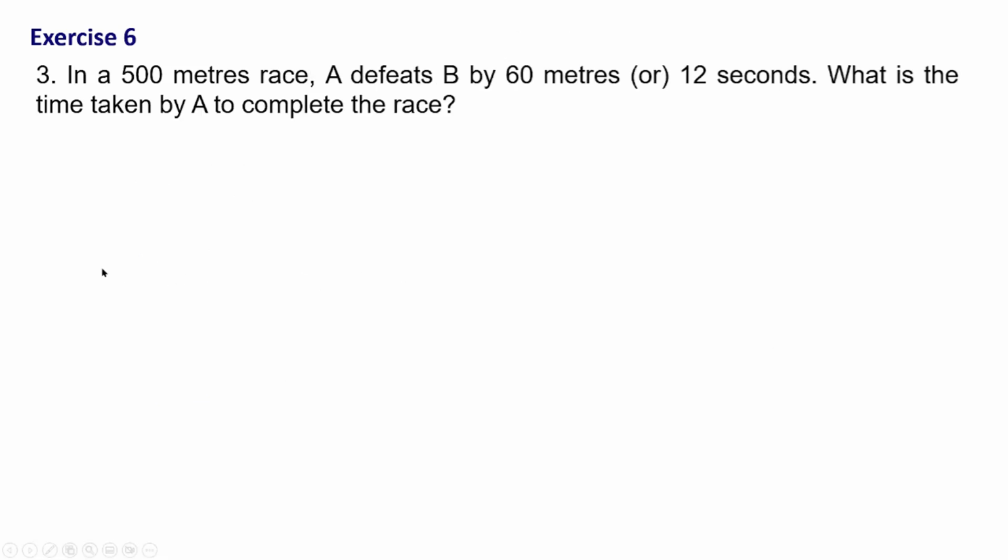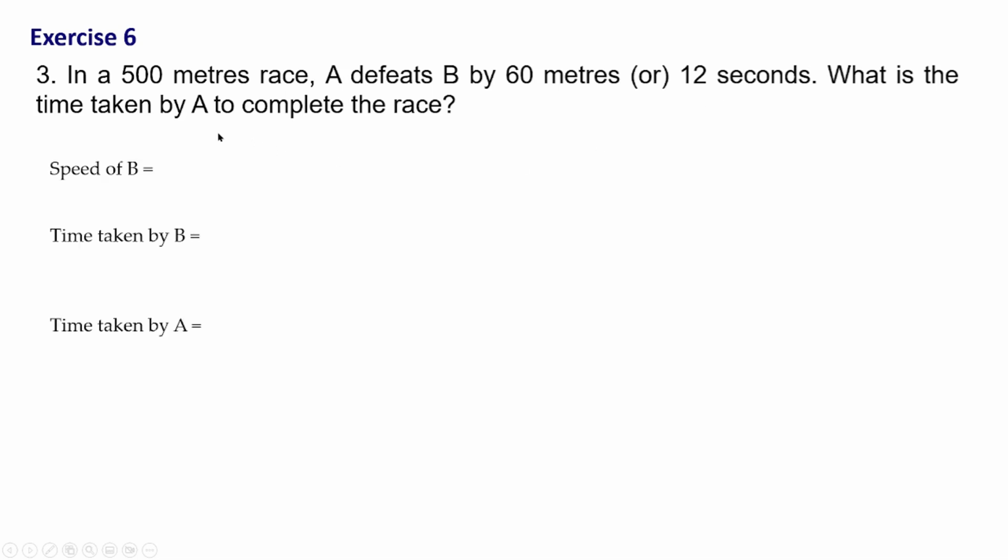Moving on to the next question. In a 500 meters race, A defeats B by 60 meters or 12 seconds. What is the time taken by A to complete the race? Here it is given A defeats B by 60 meters or 12 seconds. So the distance by which A defeats B and the time by which A defeats B is given. From this we can find the speed of B and then we can find the time taken by A to complete the race.